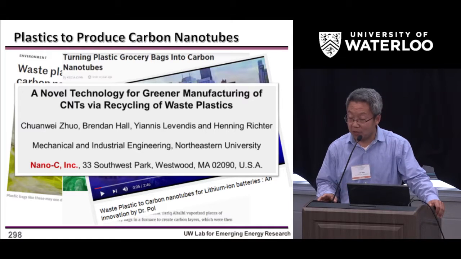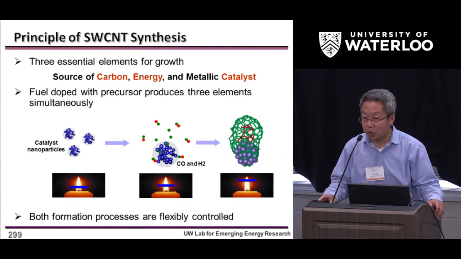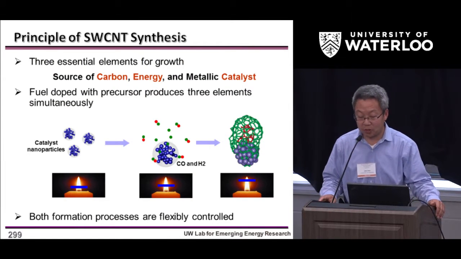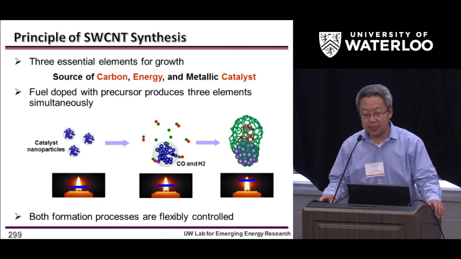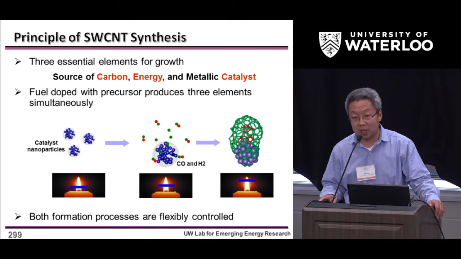So just to explain simply the principle of how to use combustion to make carbon nanotubes. Basically, a carbon nanotube consists of carbon, but with a very organized carbon structure. Therefore, in order to produce that structure, you need energy, you need carbon, and you need catalyst.